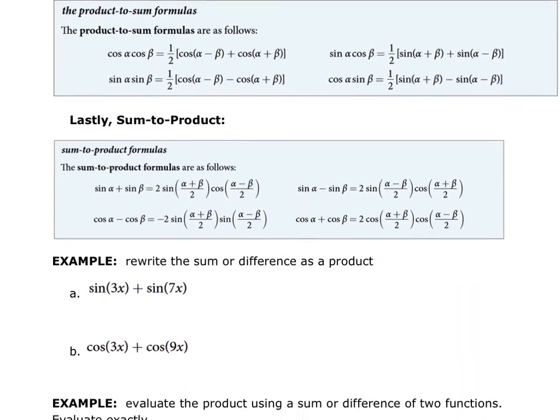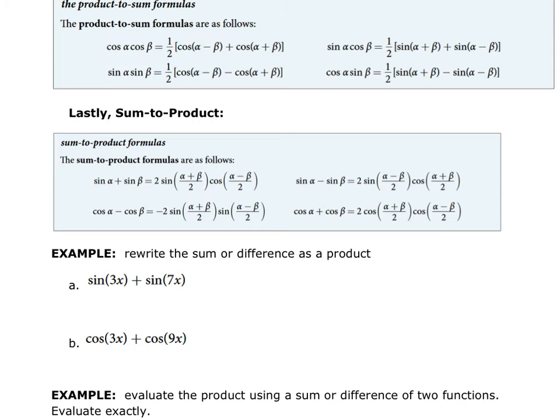We also get these sum to product formulas in which I'm taking two sines, I'm adding them together with different angles. I can write it as a multiplication with sine and cosine, where the sine I add the angles and divide by 2, and the cosine I subtract the angles and divide by 2. Similarly, if I have two cosines with a subtraction, I write it as -2, the sine and a sine. I add the angles, divide by 2, subtract the angles, divide by 2.